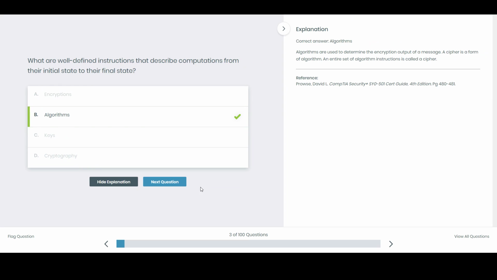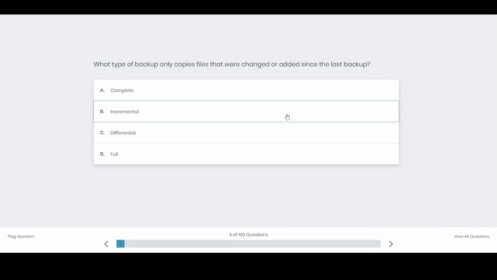Let's see. Algorithms are used to determine the encryption output of a message. A cipher is a form of algorithm, an entire set of algorithm instructions is called a cipher. Alright, so the answer is algorithm. Let's continue to the fourth question.